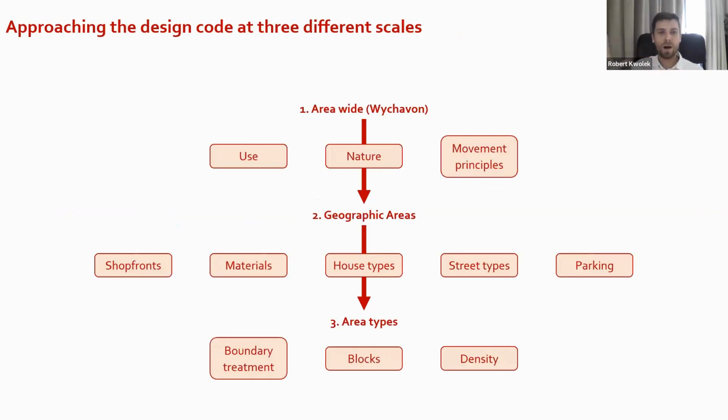And as I said, we approached it at 3 different scales. So almost you have the area-wide scale, which is all of Wychavon, where you could reuse a lot of the same principles, things like use and nature and movement principles that do not differ that dramatically between them. And then within the individual geographic areas, you start getting into character that changes. So shop fronts are different materials, different house types, perhaps different parking strategies. And then at the area type scale, which is the division of individual settlements, you get into where things really get very, very different. So different boundary treatments, different approach to blocks and density.